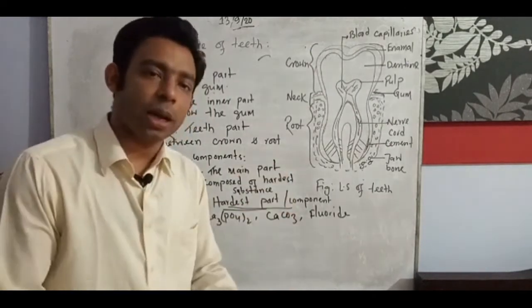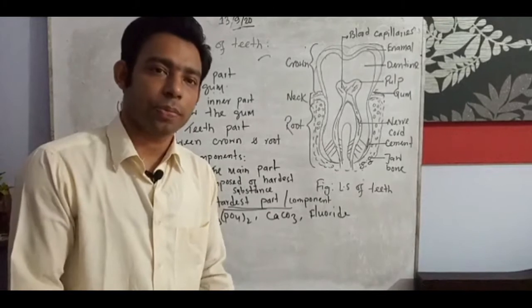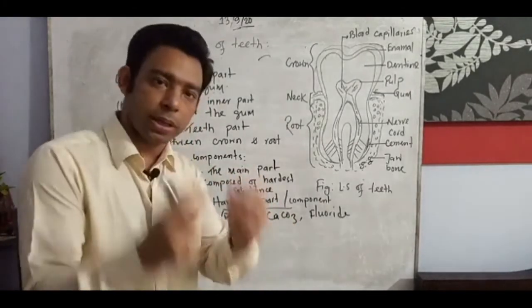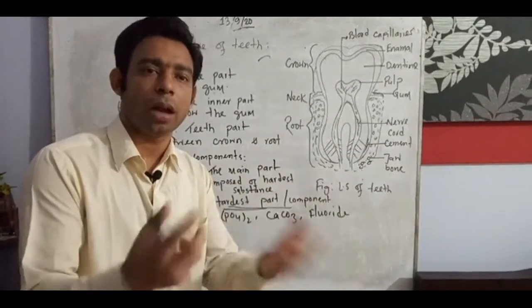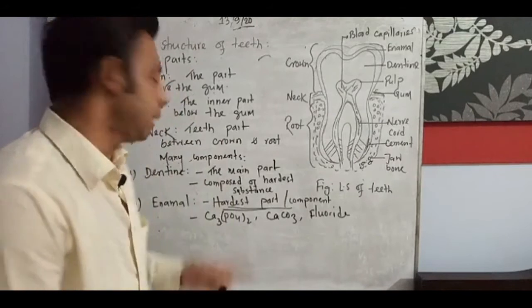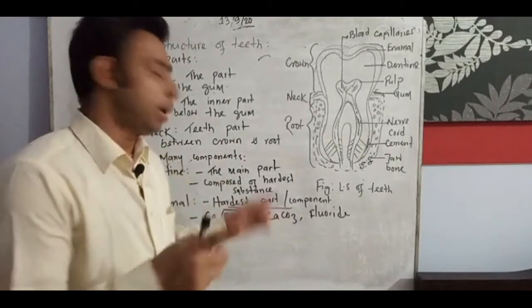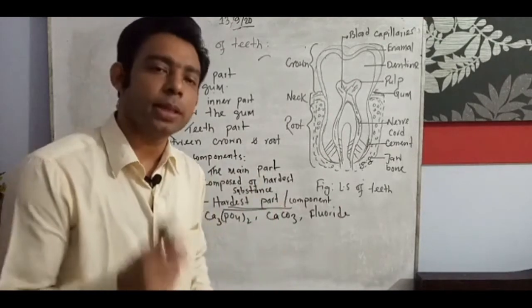Enamel is basically the hardest component, but dentine is composed of the hardest substance. If the composing part is less or more, there will be variation in how hard they are, but they are basically the hardest components. Don't miss this: enamel is the hardest part and dentine is the part composed of the hardest substance.